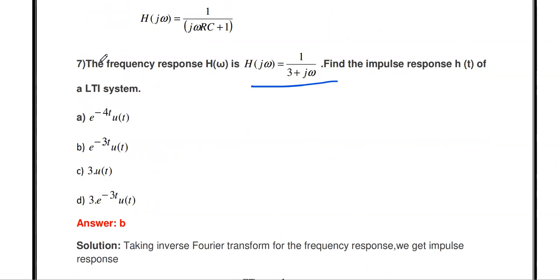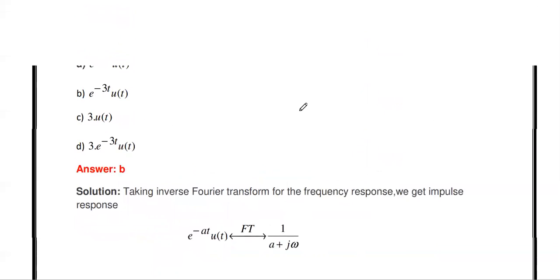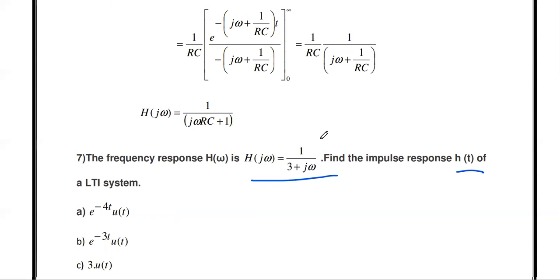But in this question, the frequency response is given as 1 by (3 plus j omega). Find the impulse response small h of t. In order to find the impulse response from the frequency response, you just take the inverse Fourier transform. You see this H of j omega answer is in the structure of 1 by (some constant plus j omega).